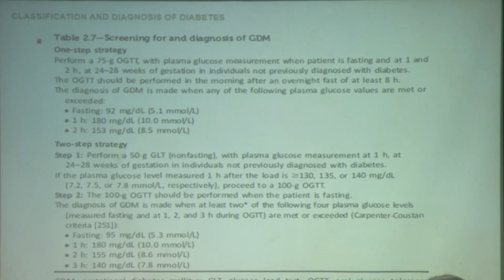And in the two step, first you have to do 50 gram glucose, and after 1 hour you have to see the reading. After 1 hour, if it is more than 130, 135, or 140, you have to do an OGTT. That is the second step. In the second step, you have to check fasting, 1 hour, 2 hour, and 3 hour. These are the readings: fasting if more than 95, 1 hour more than 180, 2 hours more than 155, and 3 hours more than 140. They are called as GDM. Thank you.